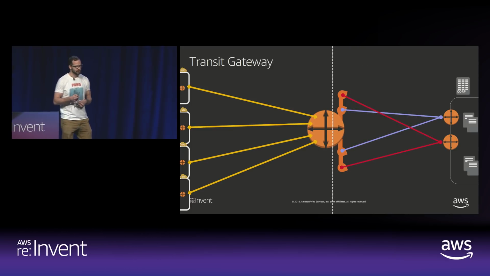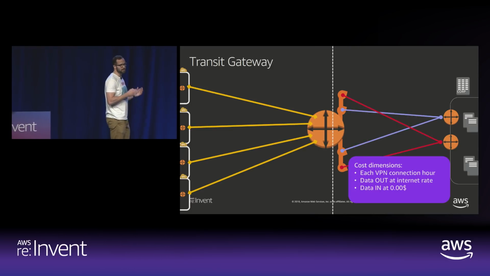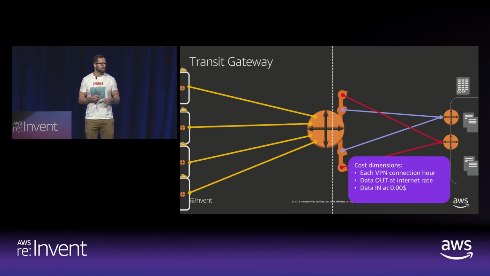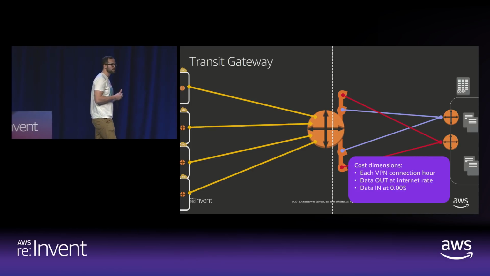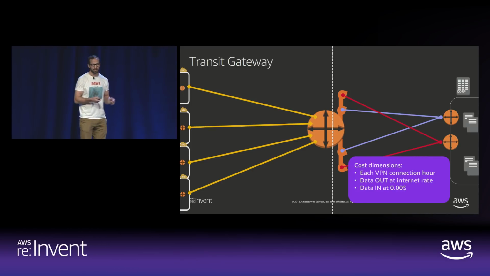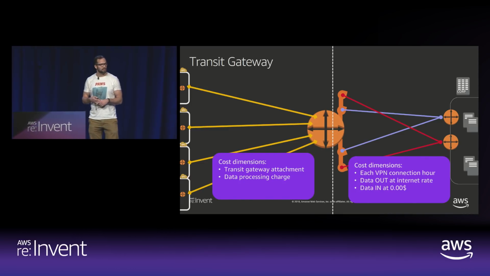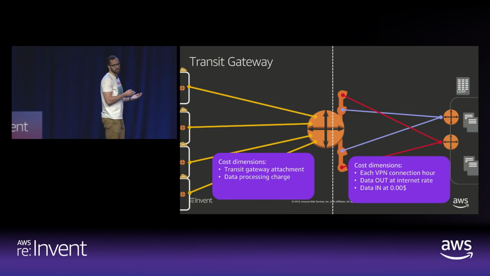What about costs? So from a cost dimension, we split it into two halves. On the right-hand side, we have still VPN connection hour, but we have two VPN connections. And we can have thousands of VPCs connected to this transit gateway. And then data out, still at internet rate. Data in, free of charge. On the left-hand side, we have a charge per transit gateway attachment. So that's an hourly charge. And then we have a data processing charge for the transferred data. That's actually very close to the VPC peering cost.